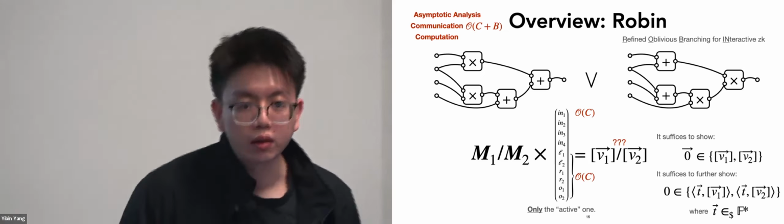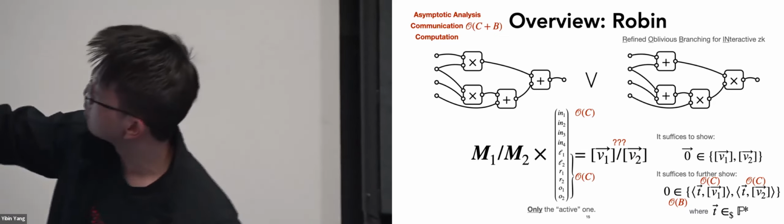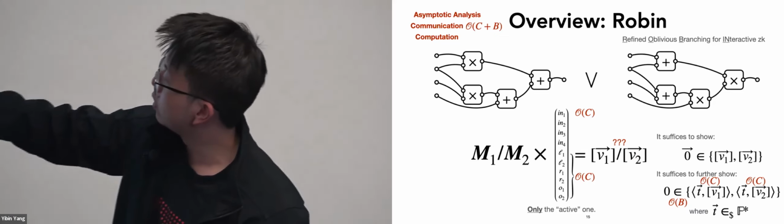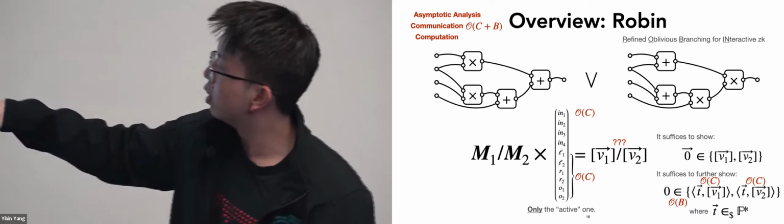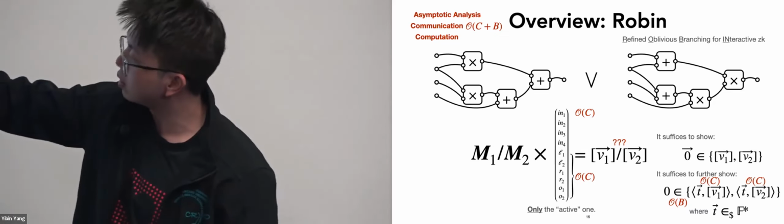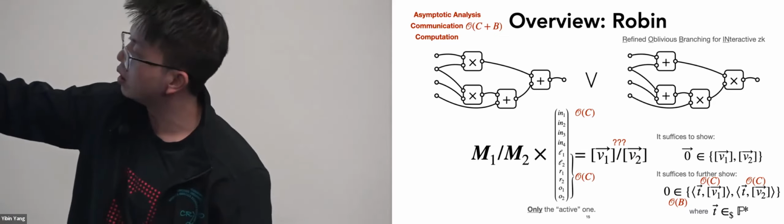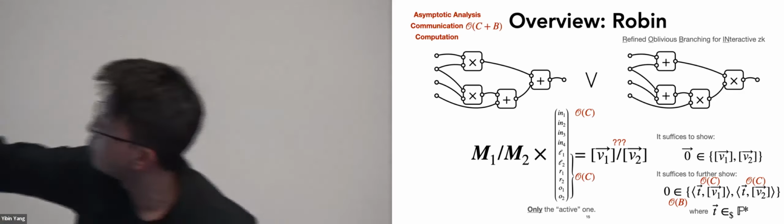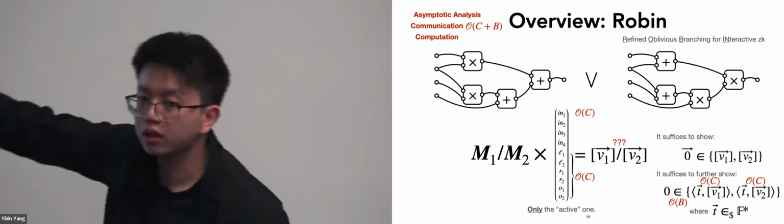But for the final step, to prove that zero belongs to these two elements, you only need order C to first compute this inner product, and you also need order B to show zero belongs to these two elements. So this is where you have B times C. But I still need to open how you compute this M times a large vector, because this can be the bottleneck in computations. This is actually very problematic.